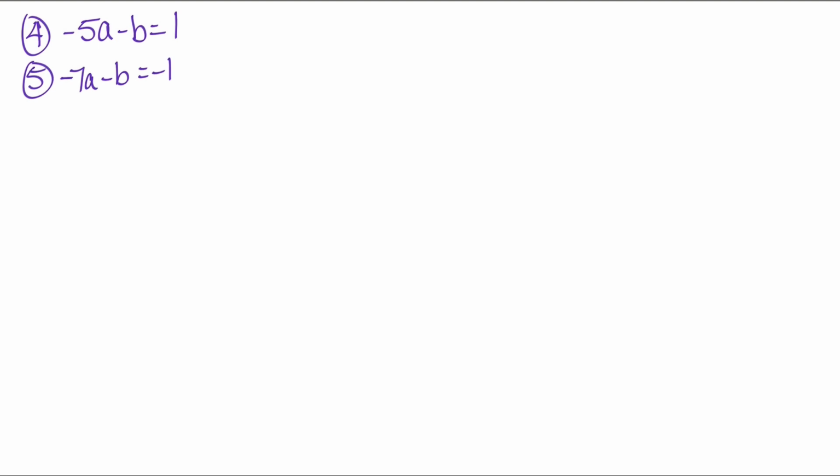Okay, so now if I look at these two equations, I think a good strategy would be to get the b term to cancel out. So I'm going to take the second equation and multiply it by negative 1. So I have negative 5a minus b equals 1, and I'm doing negative 1 times negative 7a minus b equals negative 1. When I do that, that gives me the new equation 7a plus b equals 1, right? Because I'm going to multiply every single term by negative 1.